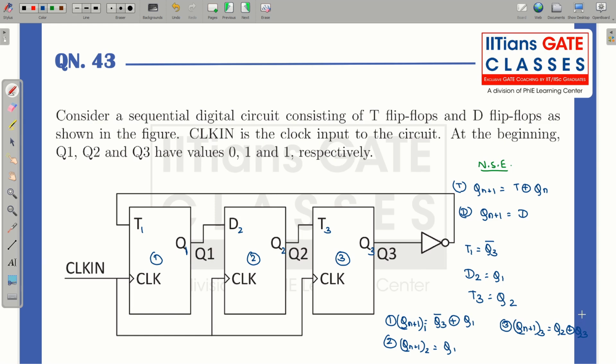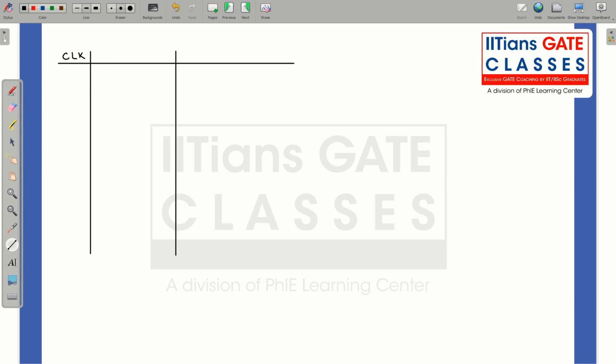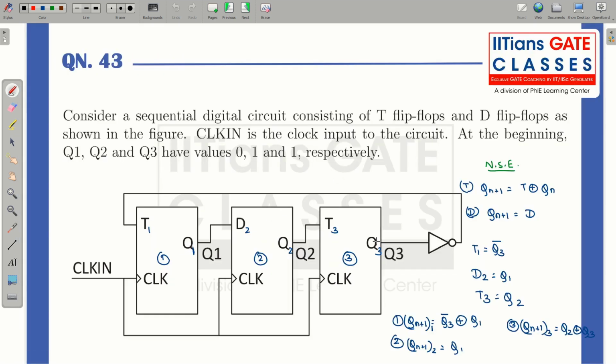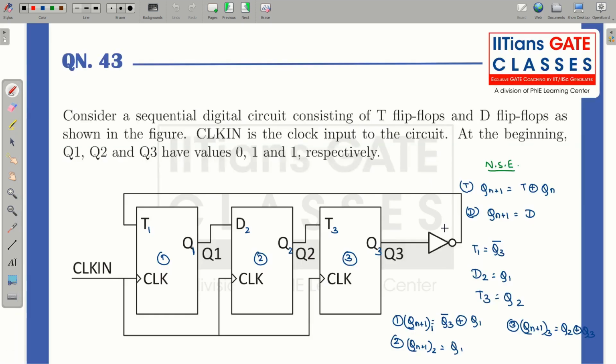Now let us form one table. The order has been given already. It is Q1, Q2, Q3. So here I will write Q1 plus 1, Q2 plus 1, Q3 plus 1. Means these are the next states of these three flip-flops. Now let me copy the next state equations.